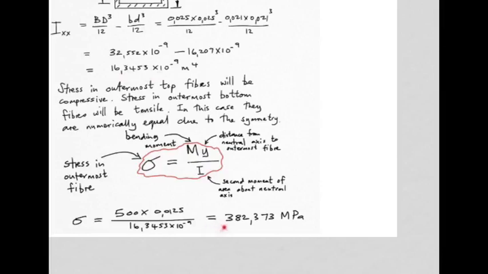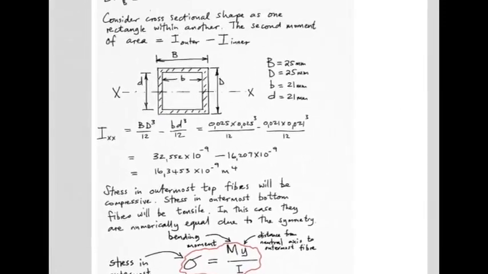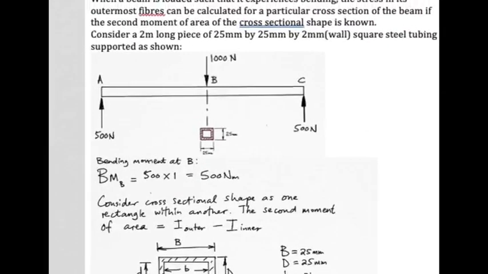So if you calculate that, the stress in the outermost fiber for this piece of square tubing supporting 1,000 newtons is 382.373 megapascals. Okay, and that would manifest as compression in the top fibers and tension in the bottom fibers, which stands to reason if you were to load the beam over here downwards, these fibers would be stretched, would be tending to be lengthened, and these fibers would be compressed. And incidentally, the fibers on the neutral axis, right on the center line here, would be experiencing zero stress.